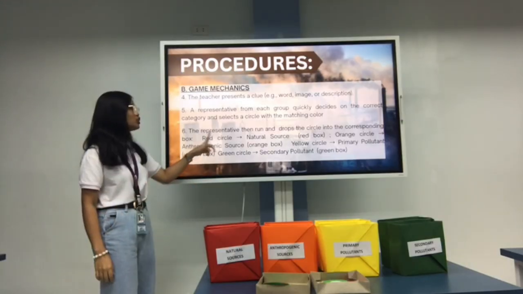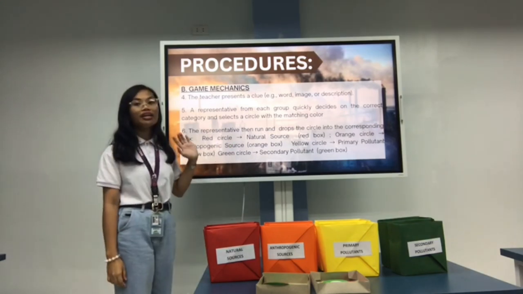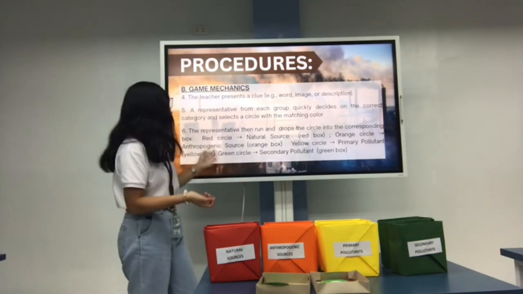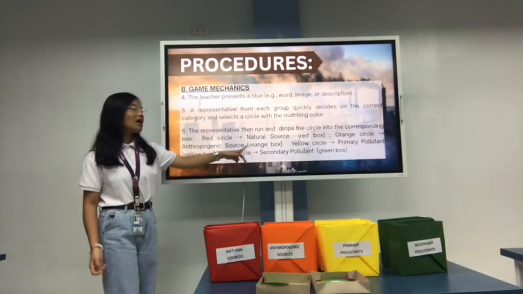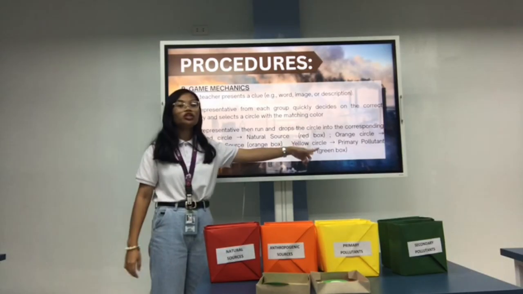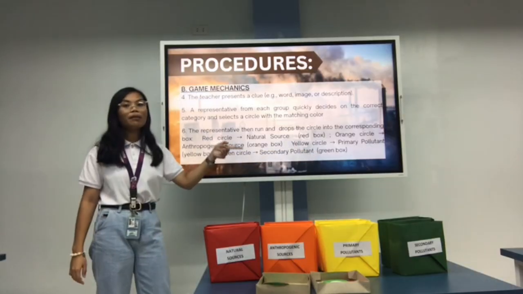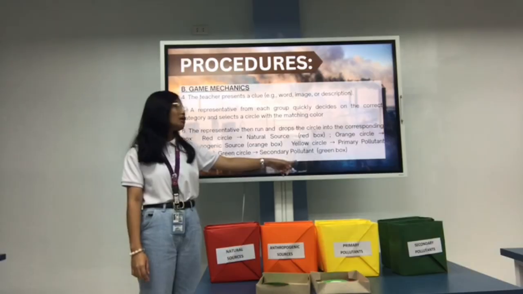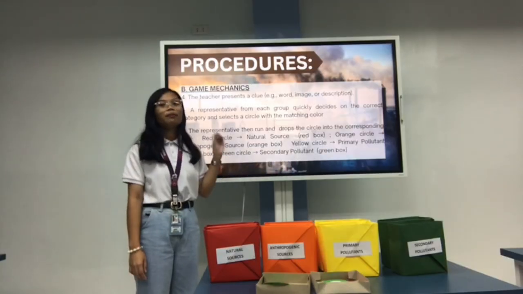So, for the red circle, drop it in the red box that is natural source. If it's an orange circle, drop it in the orange box that is anthropogenic source. And if yellow circle, drop it in the yellow box for primary pollutants. And if green circle, drop it in the green box for secondary pollutants.